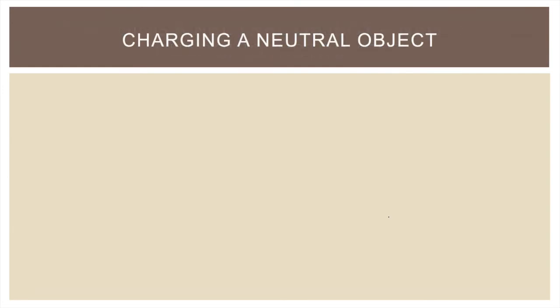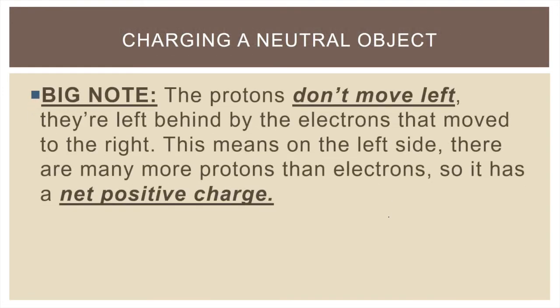Okay, so the first note about this that we can write here for charging a neutral object is that the protons don't move to the left. That's not why the left side is positively charged. They're left behind by the electrons that move to the right. This means that on the left side, there are many more protons than electrons, so it has a net positive charge. Obviously, as I mentioned, the same can be said about the right side: there are still protons over there, but there are more electrons than protons, and that's why we say the right side has a net negative charge.